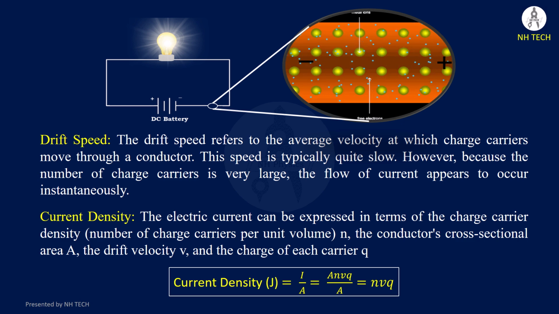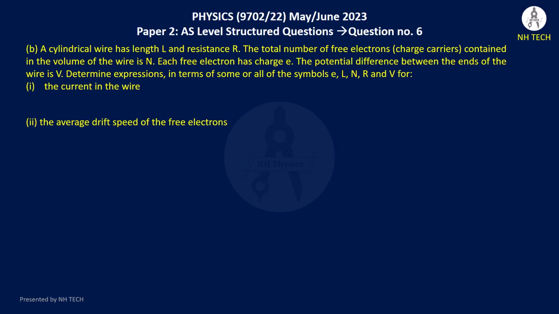On the other hand, current density is defined as the ratio of electric current to the cross-sectional area through which the current flows. Now consider an exam question related to this topic.